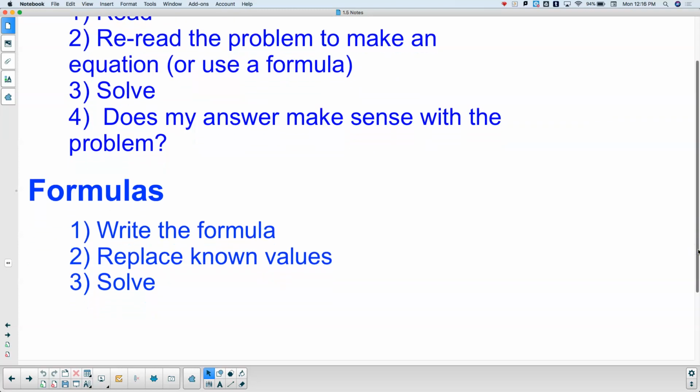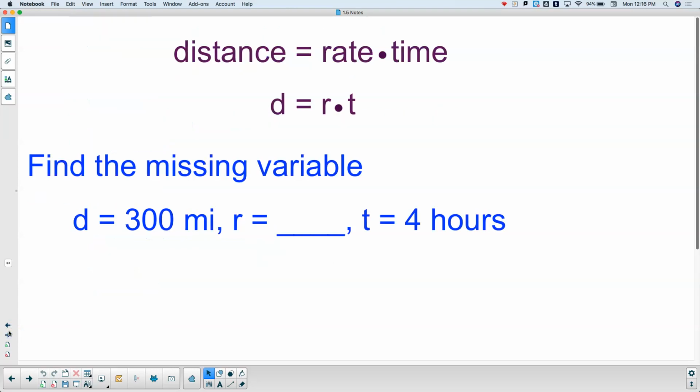Okay, so I asked that if it's a formula type problem, you write down the formula, replace the known values, and then solve it for whatever it is that you are solving it for. Okay, let's dive into it. Let's go. Okay, distance equals rate times time.